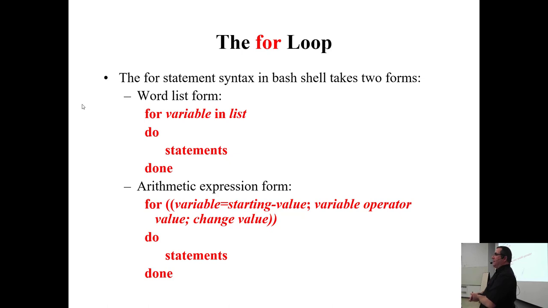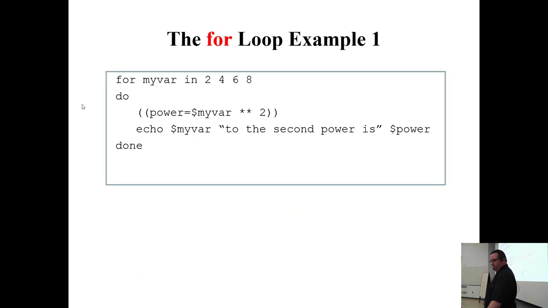So what it does, it loops through every element in a list. If there's four elements in the list, it'll loop four times. If there's 10 elements in the list, it'll loop 10 times. Or you got the arithmetic version of it, and it looks somewhat familiar to you guys, which is for, you do your starting point, your operator value, and then your change, and then do and done.